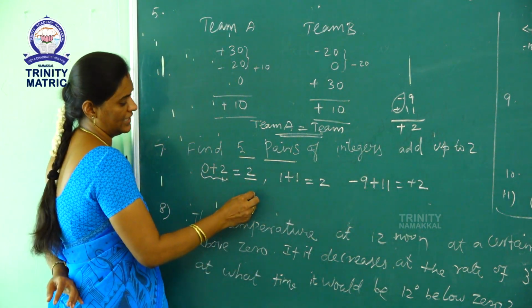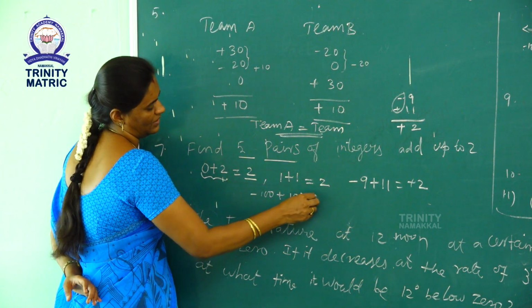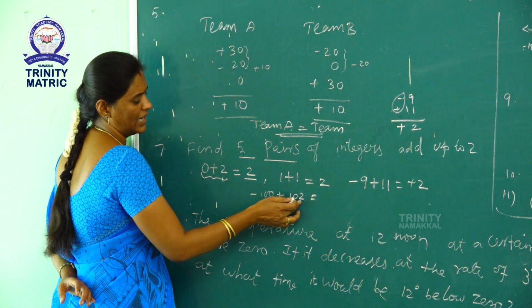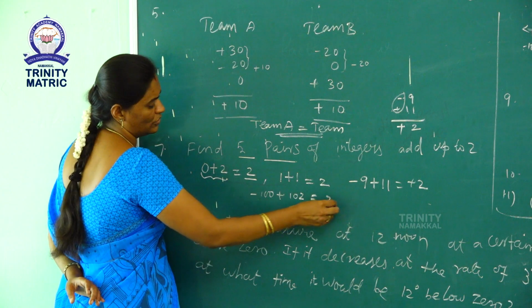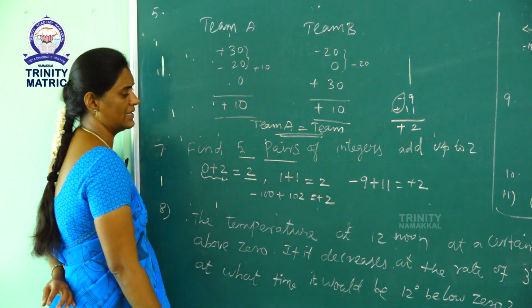See one more integer pair: minus 100 plus 102. Here also the signs are different, so we find the difference between 100 and 102, which is 2. In front of 102 is plus, so the answer is plus 2.